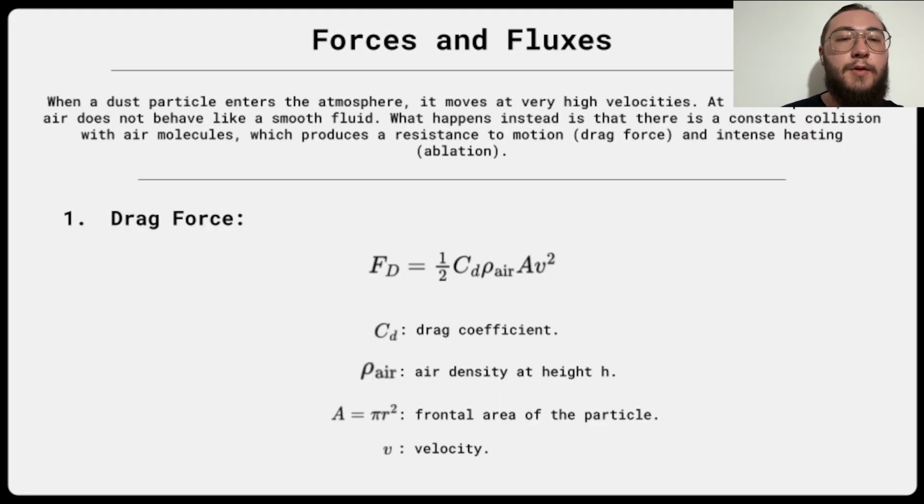Now, let's look at the forces and fluxes acting on the particle. When the dust grain enters the atmosphere at very high velocity, the air no longer behaves like a smooth fluid. Instead, it collides constantly with the particle. These collisions produce two key effects: a drag force that resists the motion and a strong heating flux that transfers energy to the surface. The expression shown here gives us the magnitude of the drag depending on air density, velocity, and the frontal area of the particle.